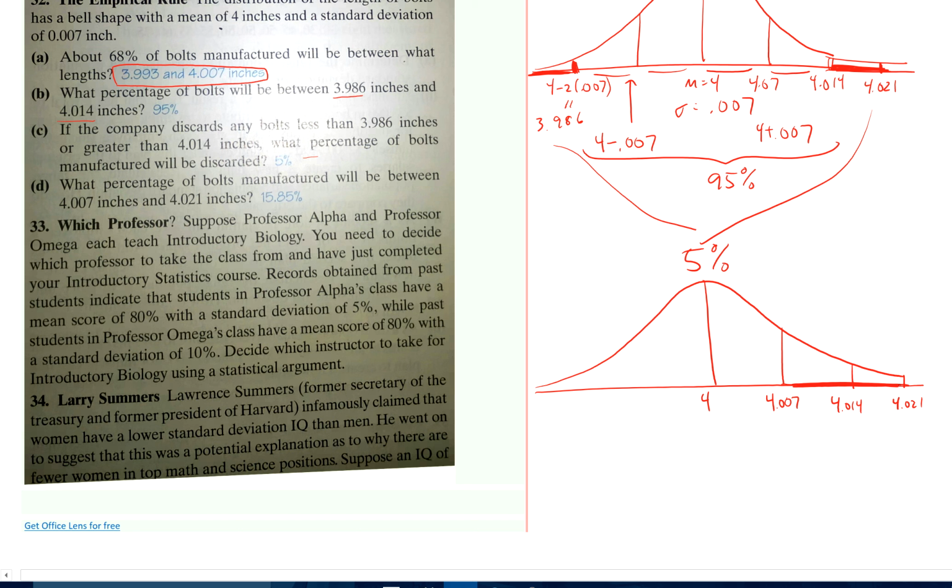Okay. Well, I know if I go back, I'm going to go back this way too. I know from here to here is 99.7, and from here to here is 68. Okay. Well, there's a couple ways to do this. If I subtract those two, that's going to give me the percent between 4.007 and here.